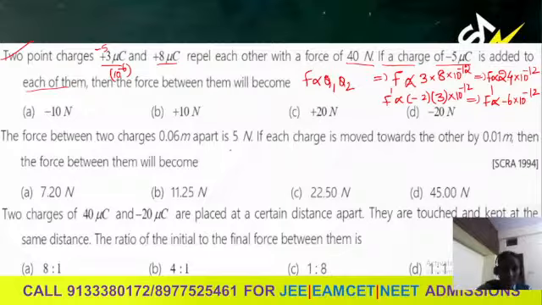But what are they asking? The force between them after adding -5 microcoulomb, what is the F dash value? So I am taking F dash by F. F dash value is -6 into 10 power minus 12 by 24 into 10 power minus 12. It cancels. Actually, F dash by F value we are getting as -1 by 4.